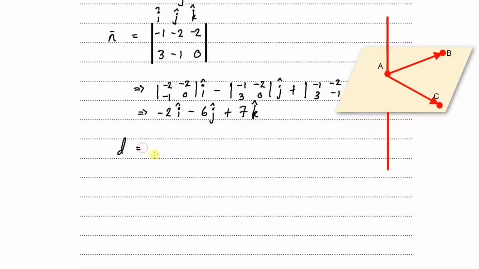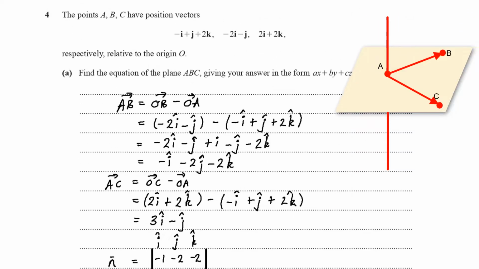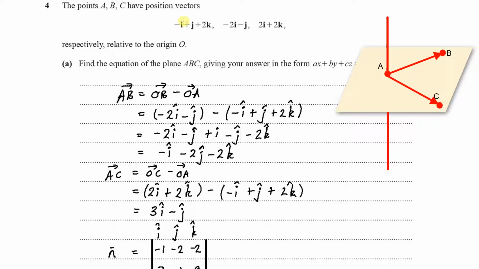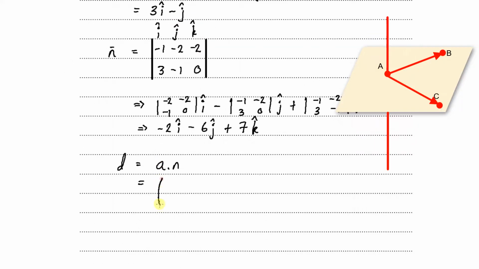Now for d, that will be A dot n. A is any point on the plane, so we can take any point on the plane. Let's take the point A, that's minus i plus j plus 2k. I'll write it in column vector form, and that'll be minus 1, 1, 2. We also have the normal in column vector form, that will be minus 2, minus 6 and 7.